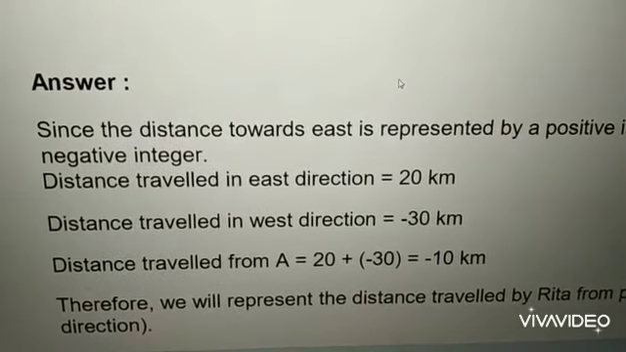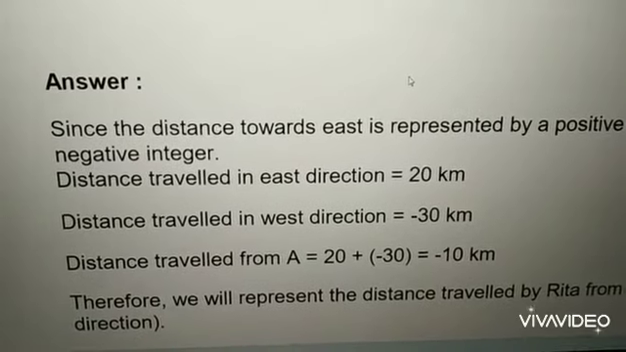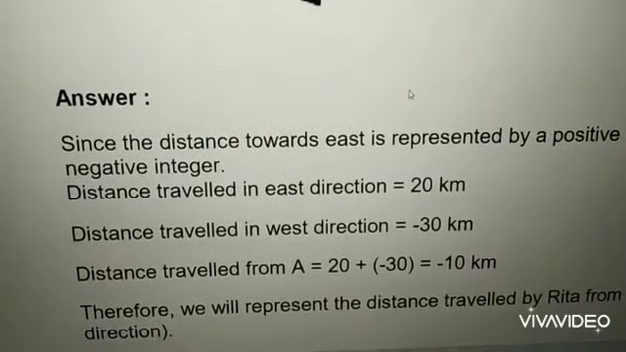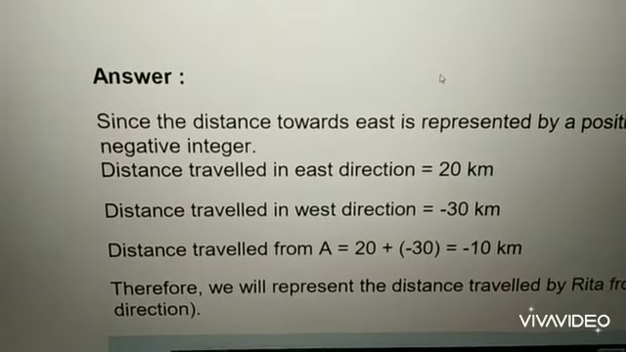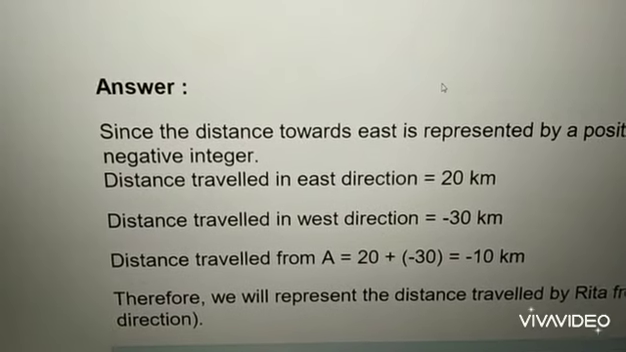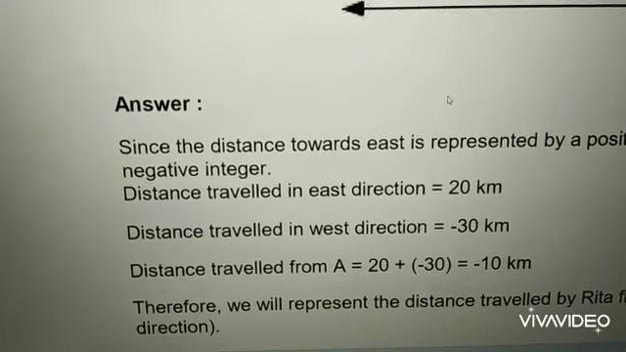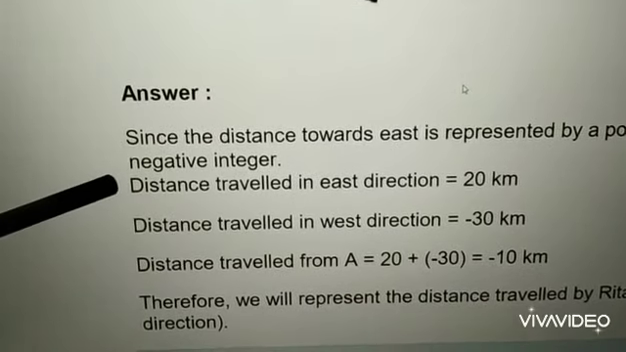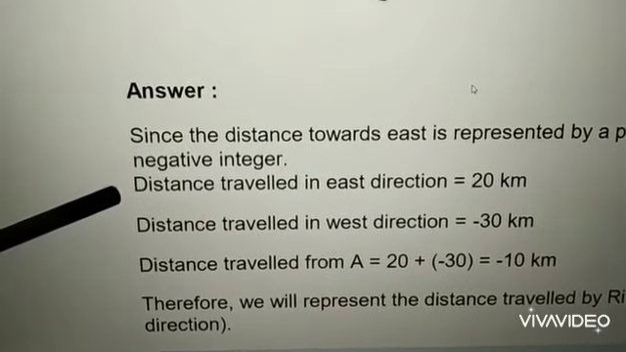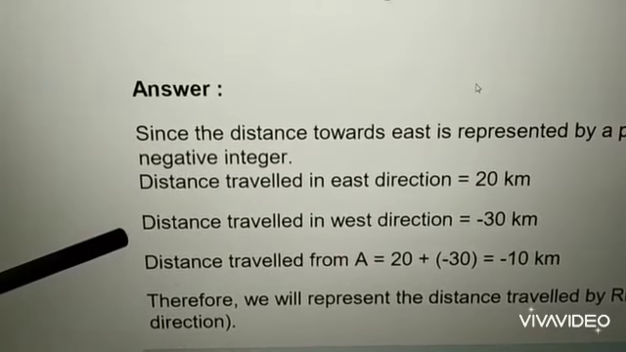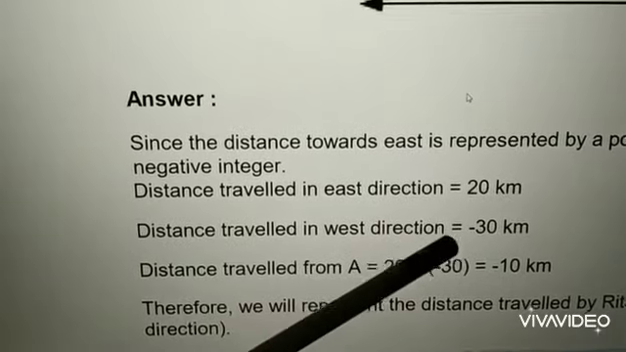Now for writing the solution, we will write whatever information is given in the textbook in the question. Since the distance towards east is represented by a positive integer and the distance towards west is represented by a negative integer, firstly we will write the sentence. After that, the distance travelled in east direction is 20 kilometers. As this one is taken positive, it will be a positive 20. Distance travelled in west is minus 30 kilometers. As it is a negative number, we will write minus 30.